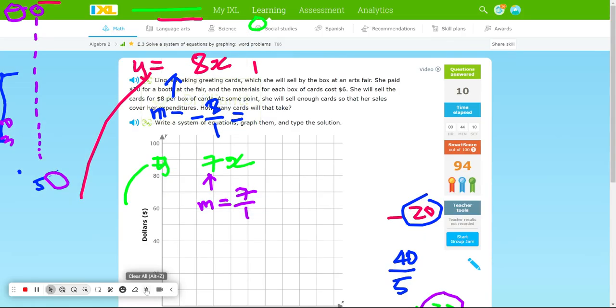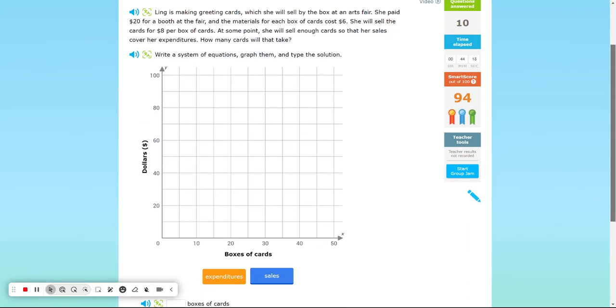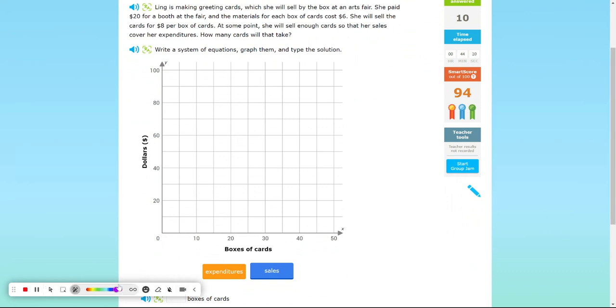Submit. All right. I got 94. Maybe one more problem will do. Maybe 2. All right. So let's do this one more time over here. Let's find the equation for expenditure over here.